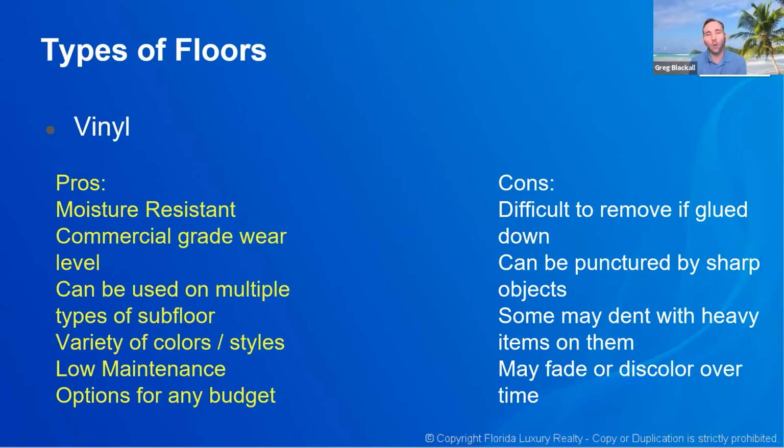It can be used on multiple types of subfloor. So vinyl is cool in that, let's say you have tile and you're like, I really don't want to rip all this tile up. You can actually lay the vinyl flooring right on top of the tile and you won't notice. You may have a little bit of a step up from whatever the other kind of flooring is because of the difference in height. But for the most part, you can use different kinds of subfloor and put vinyl right over the top of it.